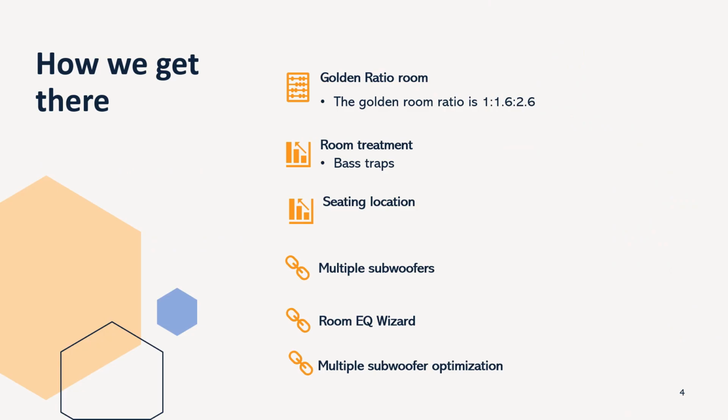So how do we get there? Well, if you're going to build a room, a 10-foot ceiling would be ideal, and then you want to follow the golden ratio. You need to have bass traps, multiple subwoofers, and then you need to measure with REW, take measurements, and finally use the MSO software to optimize for multiple seating locations.